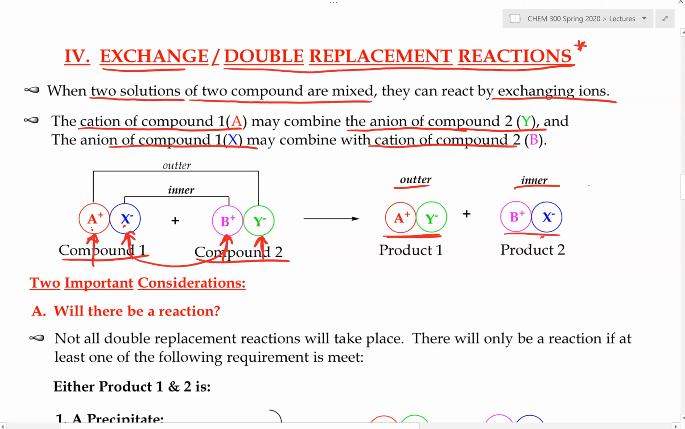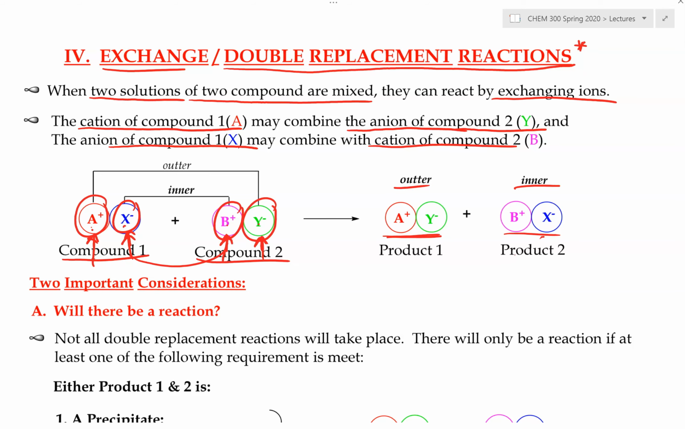But it is important that we're able to follow the charge so we can figure out what the product would be. Because A is a cation, it would bind with the anion Y. And because B is a cation, it would be binding to the anion X, therefore producing these two products right here. So overall, that's how we can recognize and predict what the products will be in a double replacement or exchange reaction.